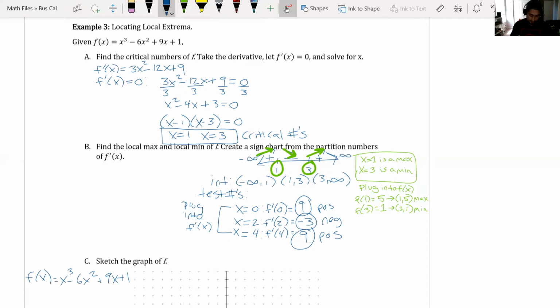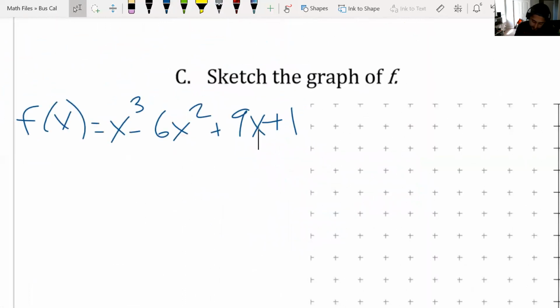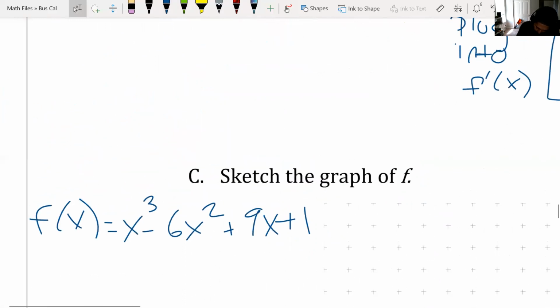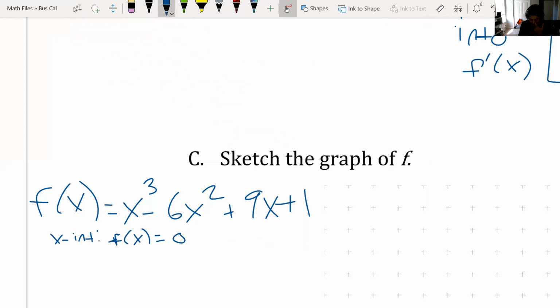Plus 1. Okay, so now come down here. Let's do some work. Like I said, let's get some X-intercepts and Y-intercepts. So for X-intercepts, you let f of x equal 0. So you take x cubed minus 6x squared plus 9x plus 1, set it equal to 0.